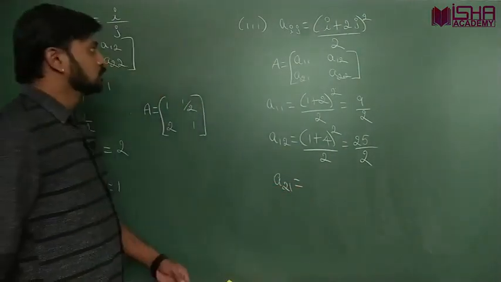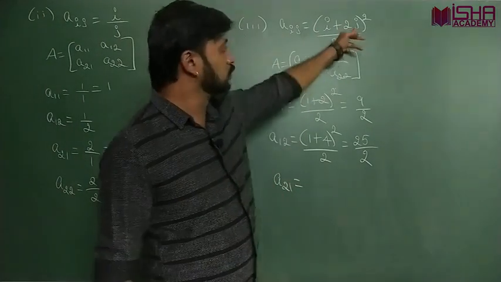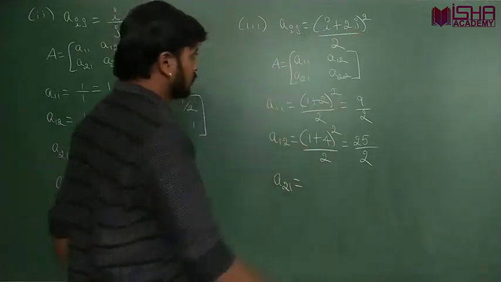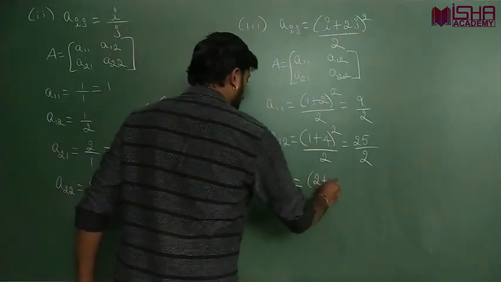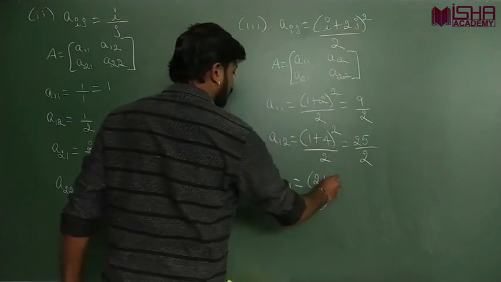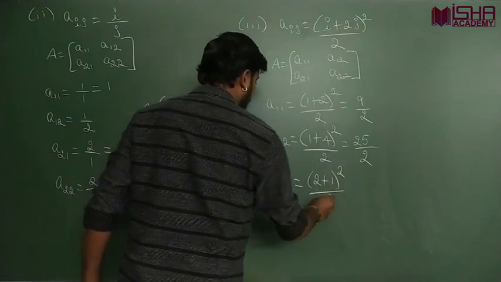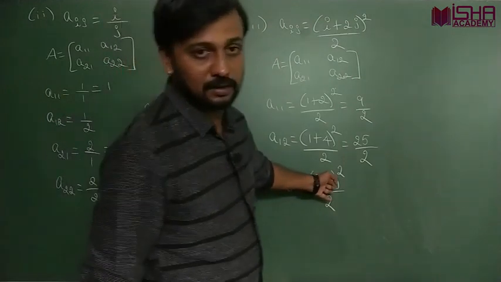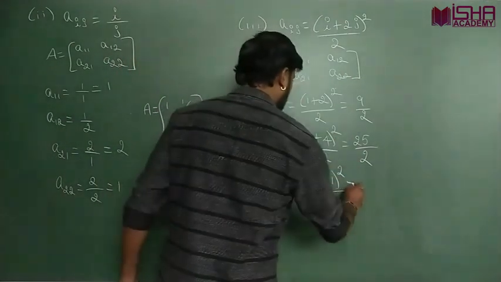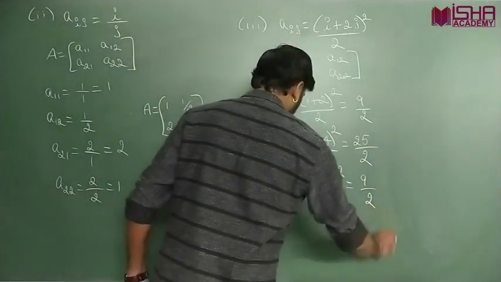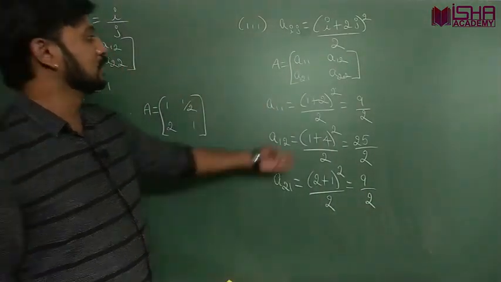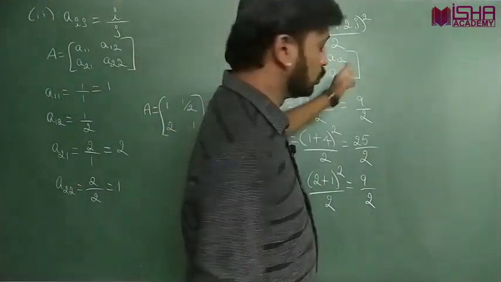A21. So put i equals 2 and j equals 1. What happens? Yes, 2 plus 2 into 1, that is 1 whole square by 2. So 2 plus 1 is 3, square, that is 9 by 2. Clear? And the last element, A22.